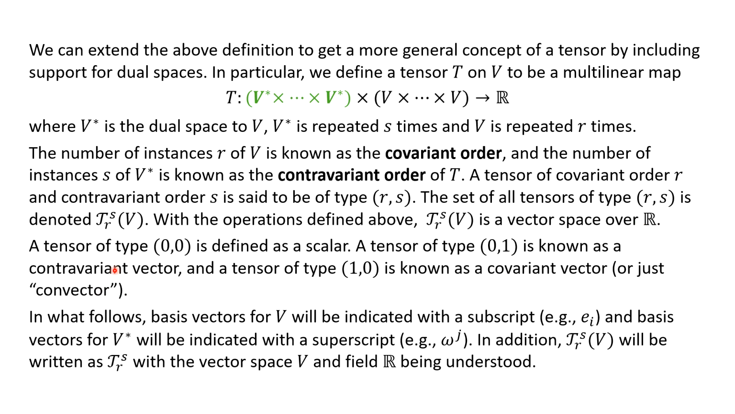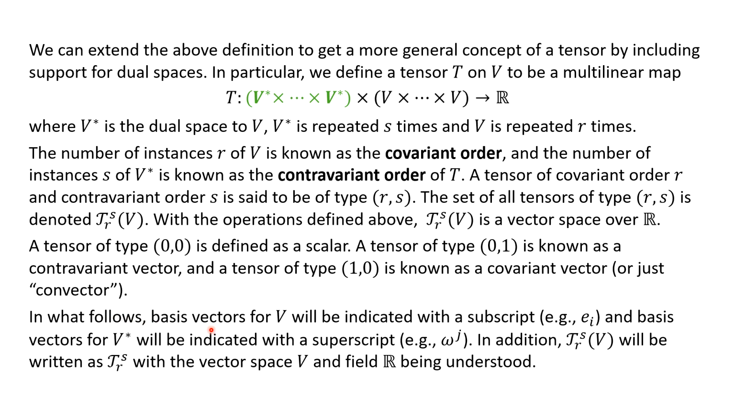Then we have some special types of tensors. A tensor of type (0, 0) is defined as a scalar, so you don't have any vector spaces here. So that's just a scalar. A tensor of type (0, 1), so in other words, you'd have your R is 0, so you'd have 0 of these, and 1 of the dual space, is known as a contravariant vector, and a tensor of type (1, 0), so here you would have R being 1, so you'd have just a vector space V mapped to R. That's known as a covariant vector, or just the covector.